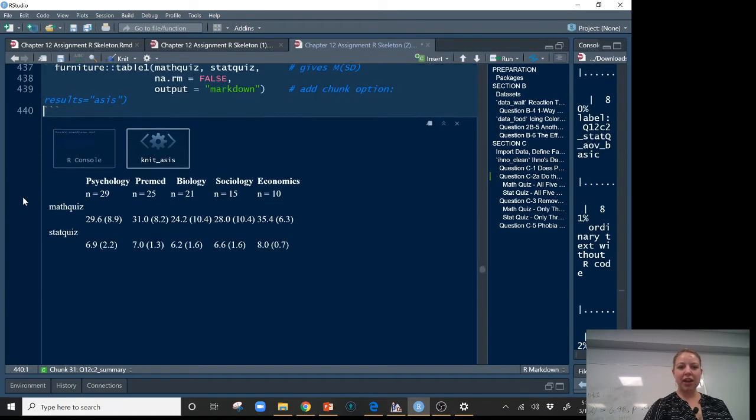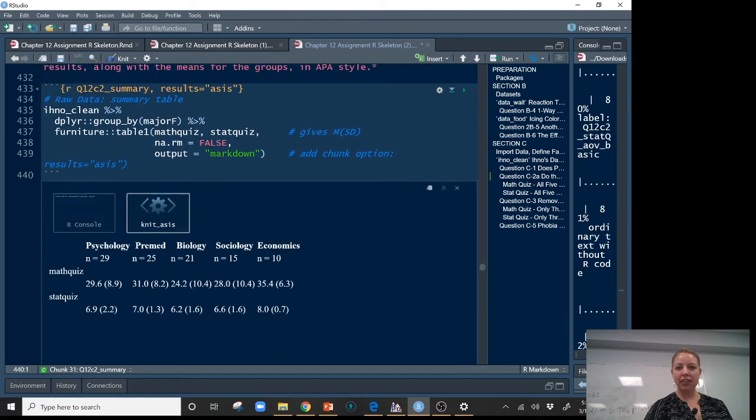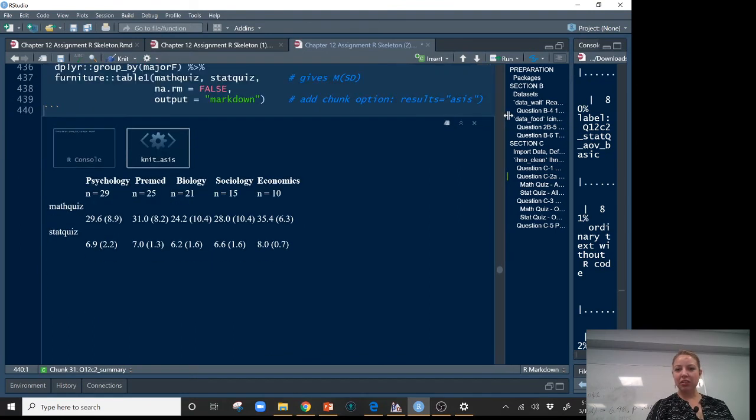Okay, sometimes on this one, I did output equals markdown. That just makes it so that it looks a little better on the screen sometimes. You can leave that out if you want. It'll make it actually a table, like an APA-style table when you knit it. Okay, here we go. Now we've got all 100 in here.